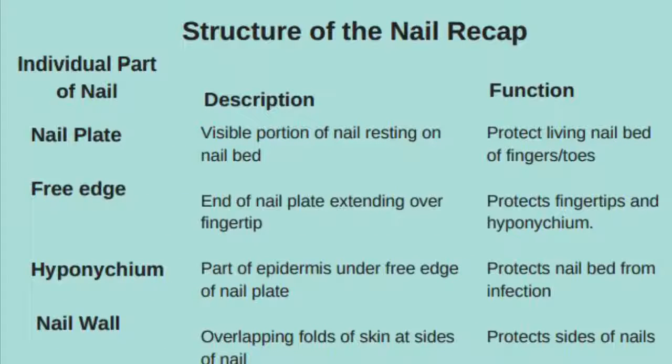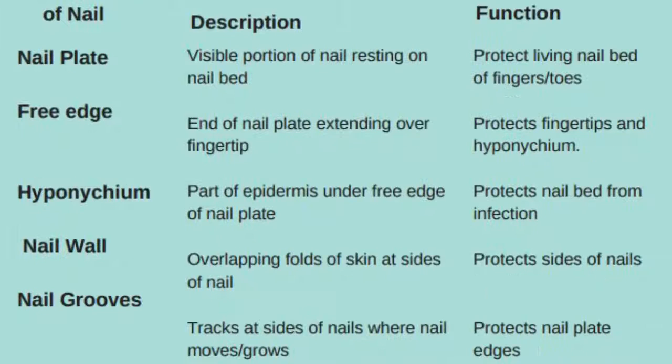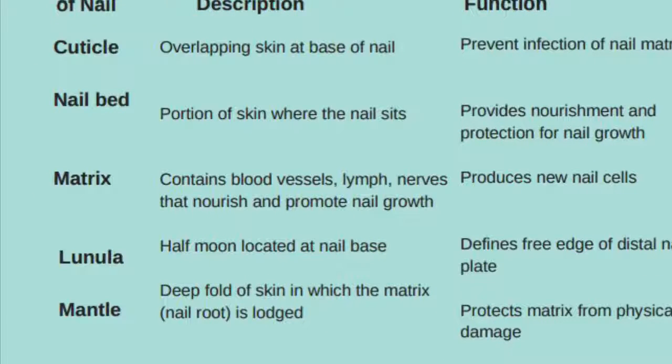So just recapping the structure of the nail, today we've learned about the individual parts of the nail: nail plate, the free edge, the hyponychium, the nail wall, the nail grooves, the cuticle, the nail bed, the matrix, the lunula, and the mantle. And we've learned about their description and also the function of these nail components.